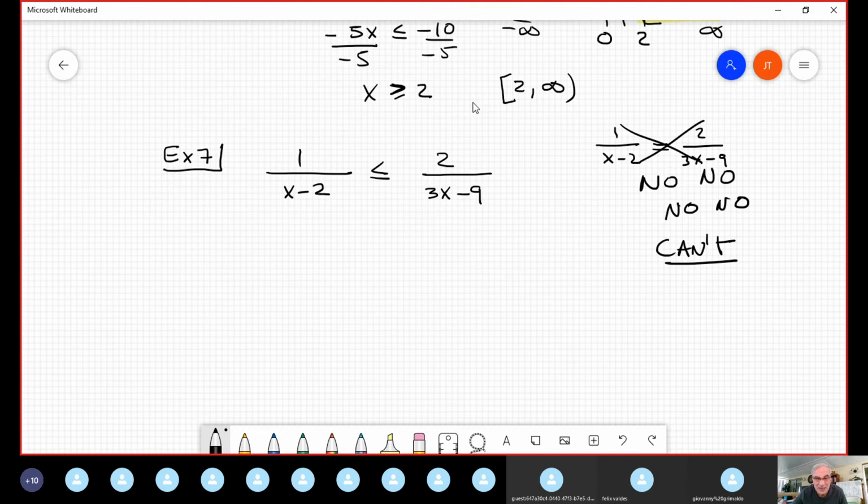Remember, the most important idea for solving this inequality, which is not linear, but polynomial or rational: the right-hand side must be 0. Right-hand side must be 0. Don't forget this idea. Right-hand side must be 0. Now you move this.